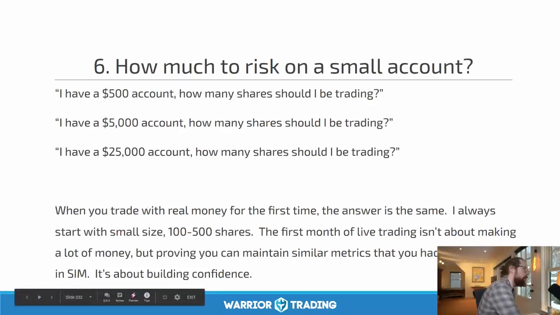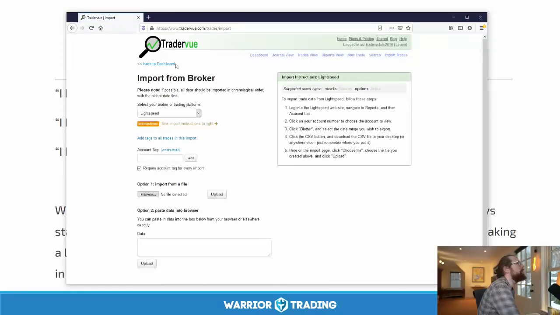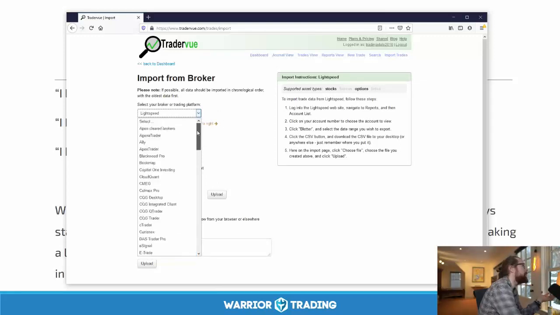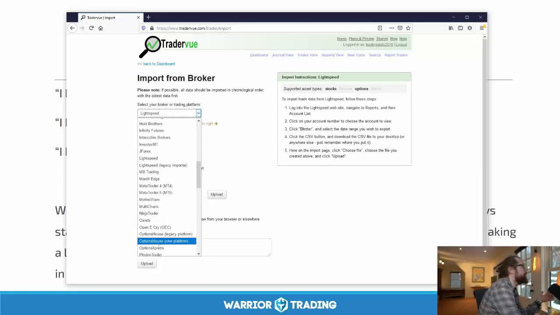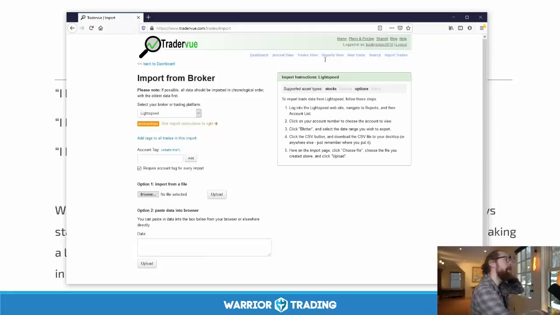So when you go to import your trades here, if you use TraderView, and this is like $49 a month. I could have my development team build out this whole thing, but this is not that expensive, I think, and you can actually use it for free. Depending on which broker you use, you've got E-Trade, Lightspeed, TD Ameritrade, Robinhood, TradeStation, Charles Schwab, so many different brokers here. So you can import your trades here, and then you can go over to your reports, and you can start looking at your metrics.